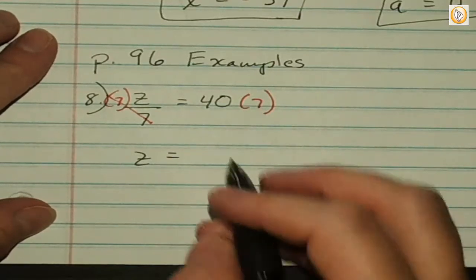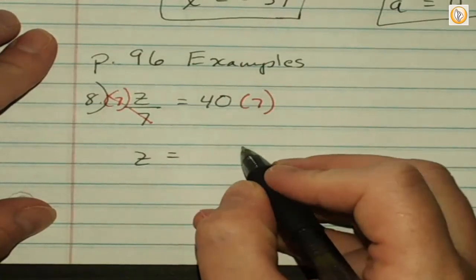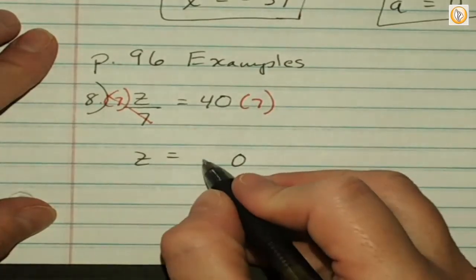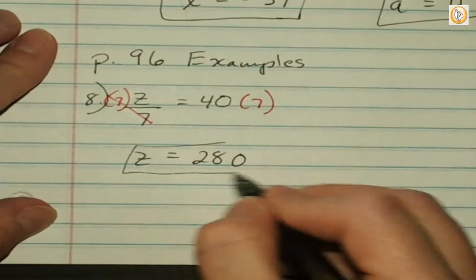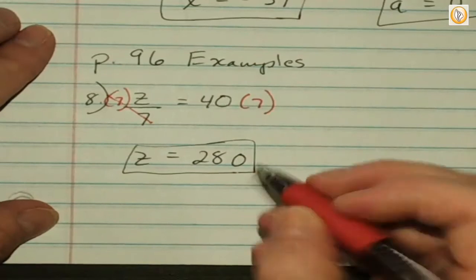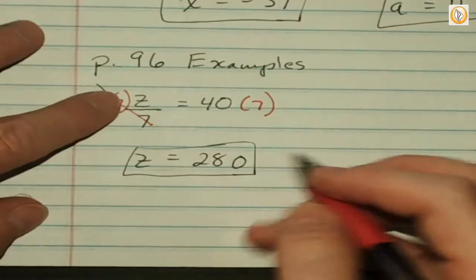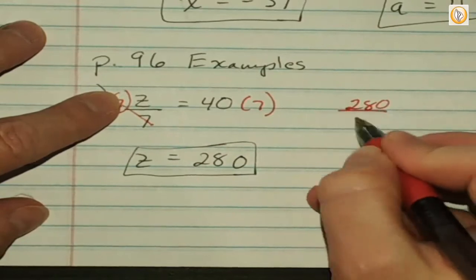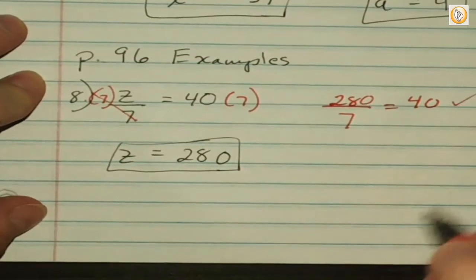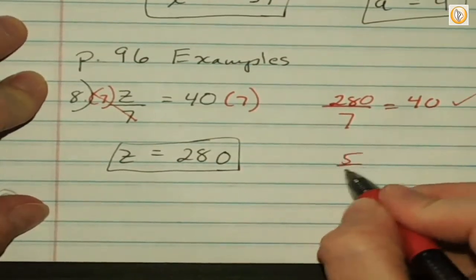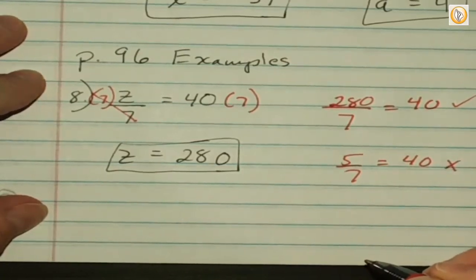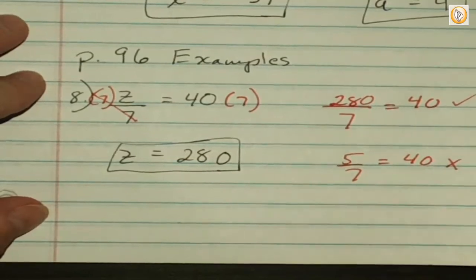What's 0 times 7? 0. And then what's 7 times 4? 28. There's your answer. Now, instead of 5, if you were to put 280, because it says z equals 280, 280 divided by 7 is 40. 5 divided by 7, that is not 40. See why checking it's good? All right. Any questions?